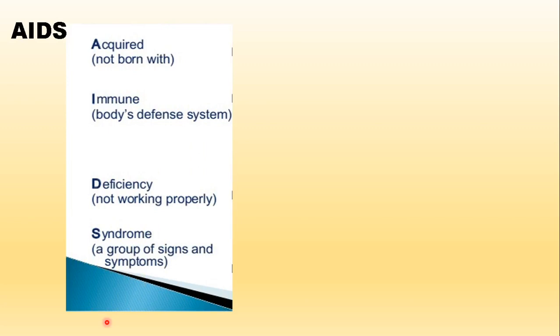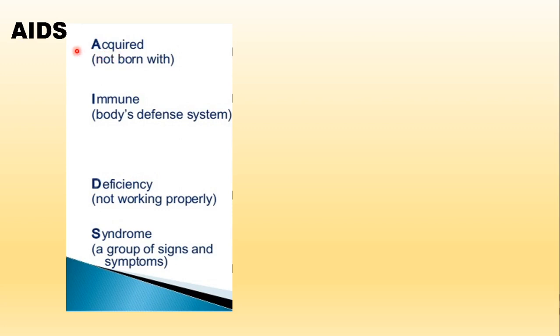AIDS. The full form of AIDS is acquired immunodeficiency syndrome. Now, why is it called acquired? Because this disease mainly affects our immune system, which we acquire during our lifetime. As we have already learned about the immune system, we have two main types, innate and acquired. Innate is the one with which we are born, and acquired immunity is the one which we have built in us during our lifetime after birth.